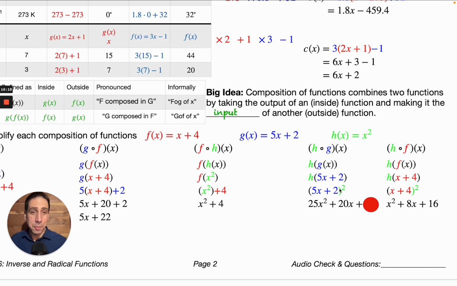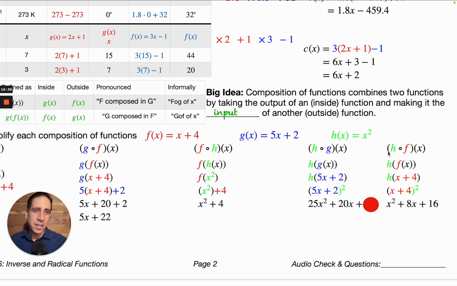And now you might be tempted to say that this is going to be just 25x squared and 2 squared over here, but really you have to FOIL it out. You have to remember this is a plus b squared, and so that's a squared here plus 2ab here plus b squared here, and I'll let you figure out what number goes there.